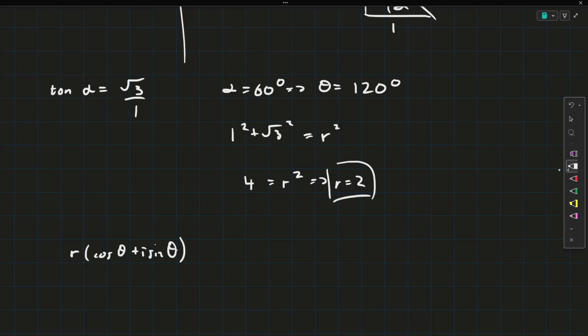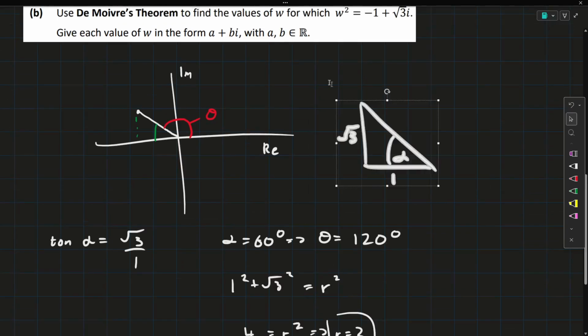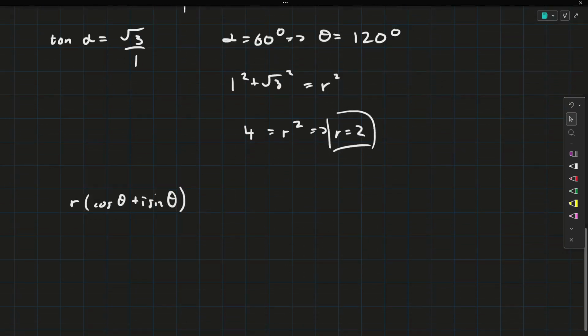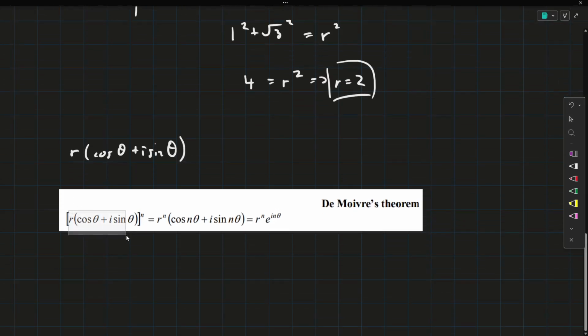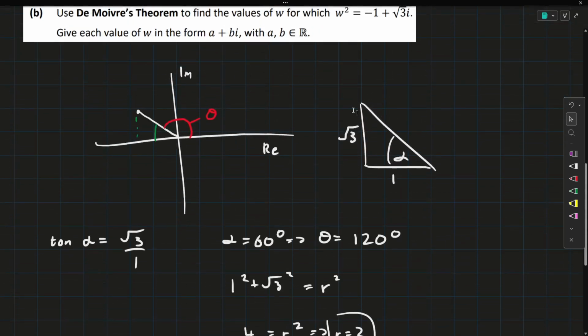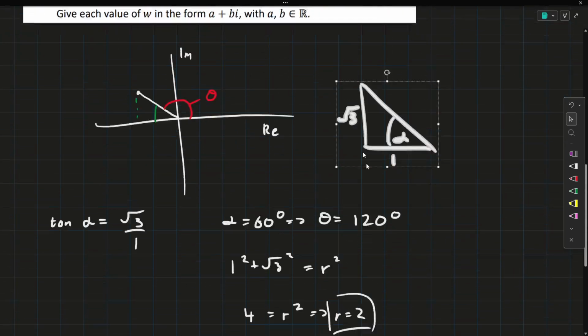If you find it, the formula should make sense. You can see where it comes from easily if you mess around a bit. But it's also in the formula and tables booklet under De Moivre's theorem. So you can see here we have r times cos theta plus i sine theta. That's one way to remember it, but there's also a nice way to show that that's true using the triangle.